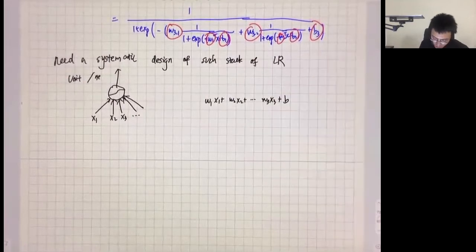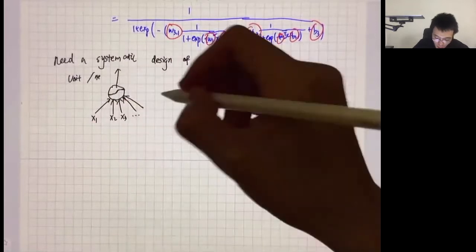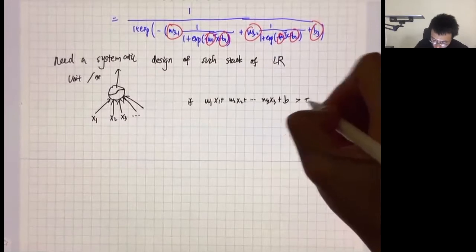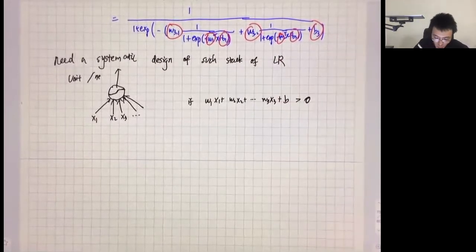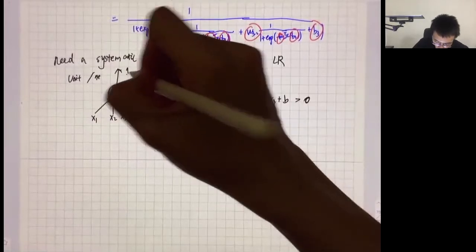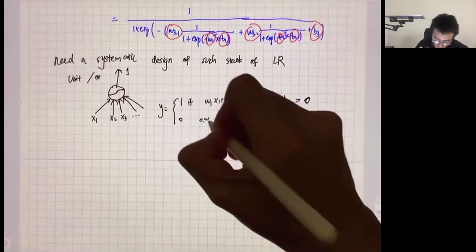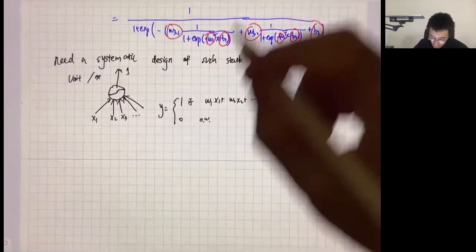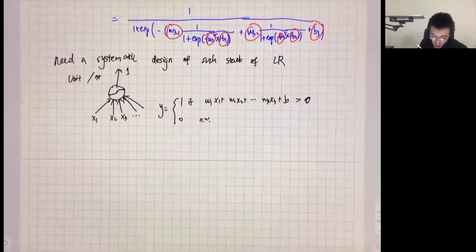Then I have maybe a thresholding function, and if it's greater than a threshold, maybe I call it tau, but you can put tau into B, so I can say it's greater than 0, then my output is 1, or 0 otherwise, okay? So this is the oversimplified version of how the neuron in human brains work. But we can somehow relax the hard thresholding function as some other functions.